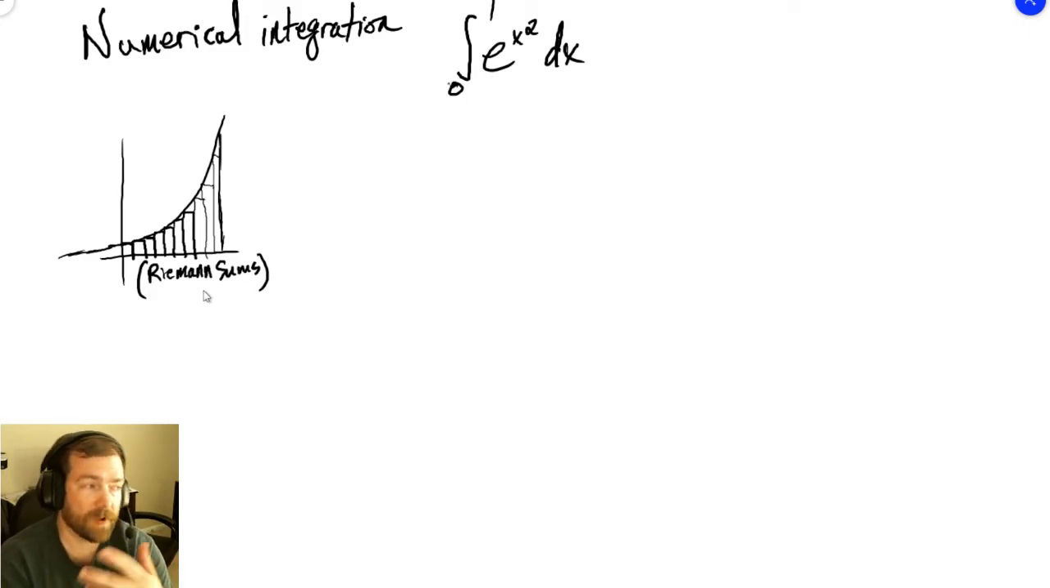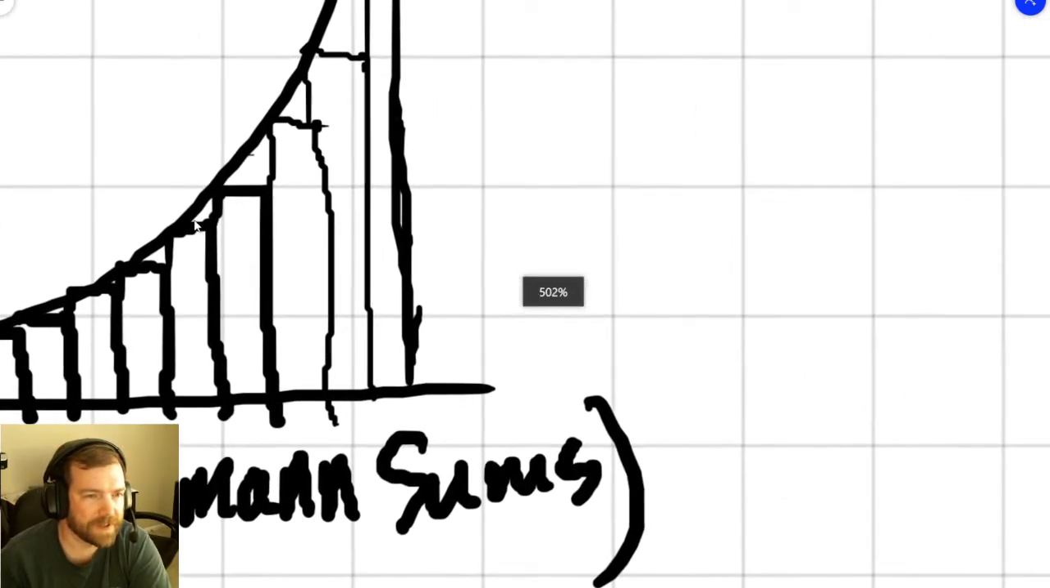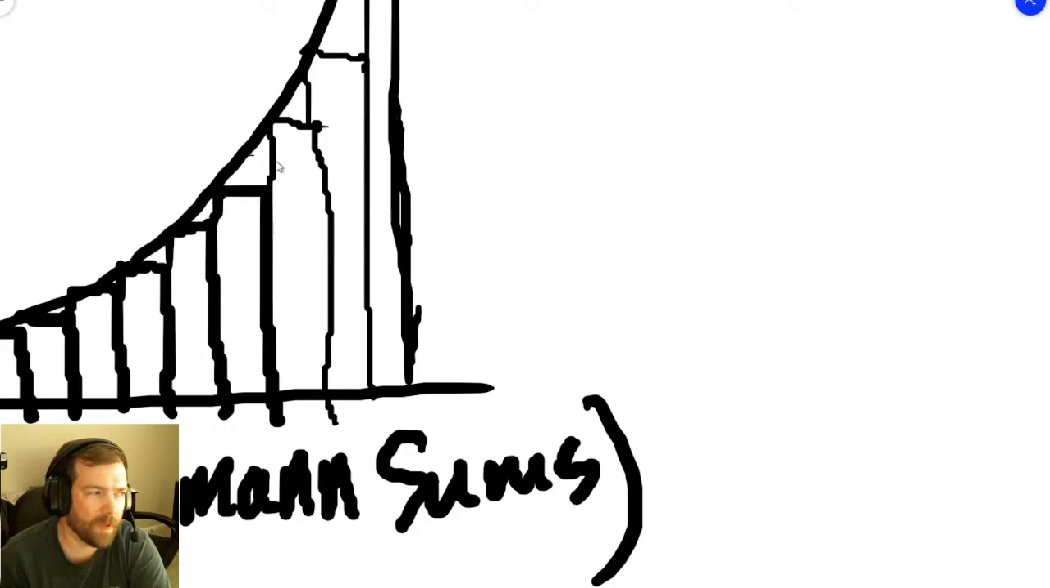So Riemann sums are a form of numerical integration. Now, one of the major problems with this is that these are really quite inaccurate. If you were to zoom in on this, you'd notice that it's missing quite a lot of space up in here when using rectangles.